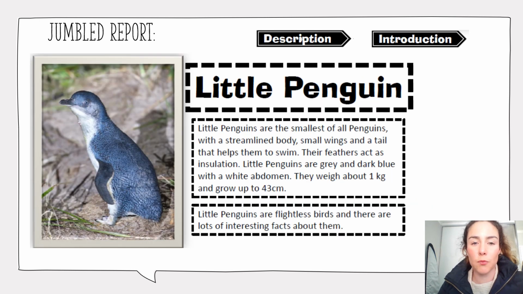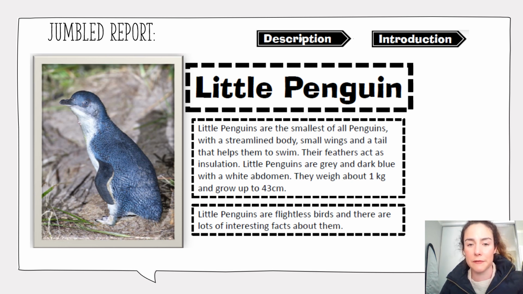All right, the last section we've got is the heading, the picture, and we've also got the description and introduction. So once again, what I'd like you to do is pause the video to read through the 2 paragraphs there and think about which one you think is the description and which one you think is the introduction. All right, let's have a look at it together now.